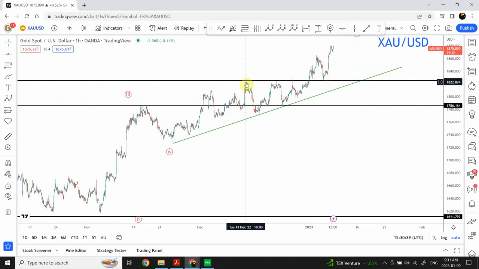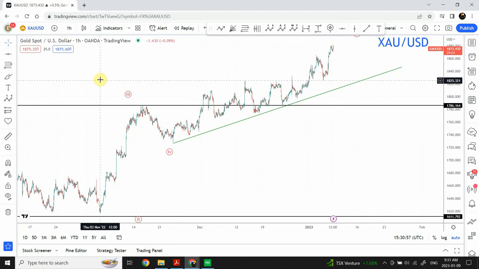So this top is providing support right over here. You can either use 1786 or 1825, 1826 as a trigger point for the prices to reverse. I am expecting gold and silver to reverse into a major trend downward. Let's delete these levels so we can clear the clutter.